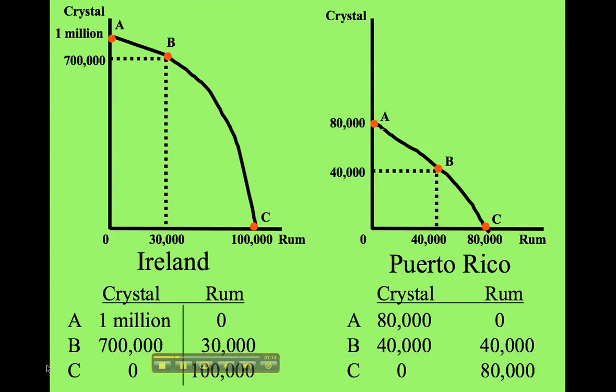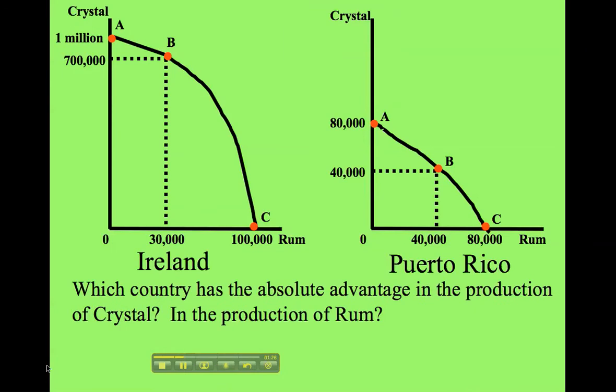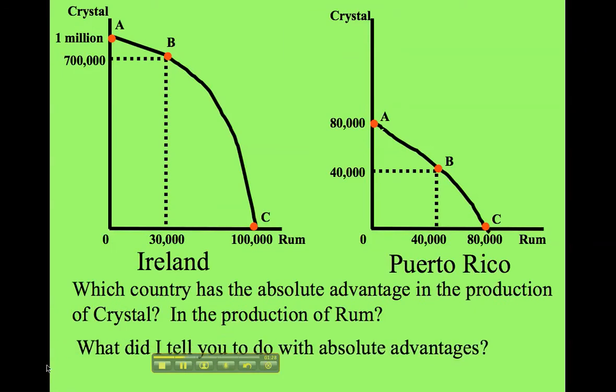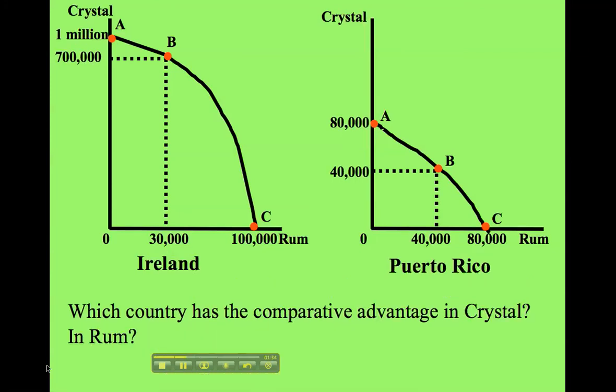Now, there are things called absolute advantage and comparative advantage. Absolute advantage is who can make more. So who can make more here of crystal? Obviously, Ireland can. Who can make more of rum? Ireland can. But we don't care about absolute advantage. We want to know about comparative advantage: who can make it in the most cost-effective manner. To do that, there's a 5-step process you need. Now let's run through those 5 steps quickly.